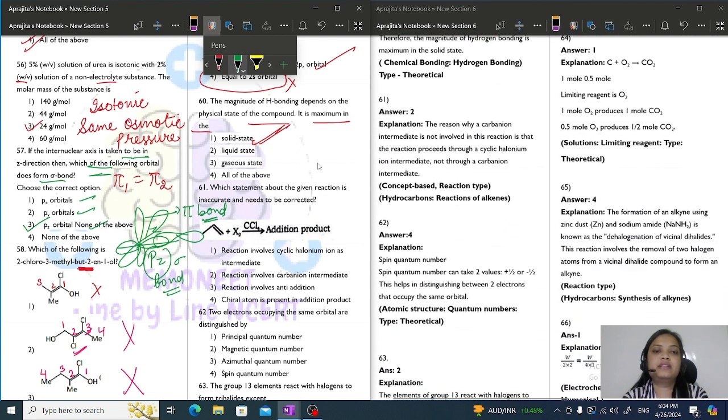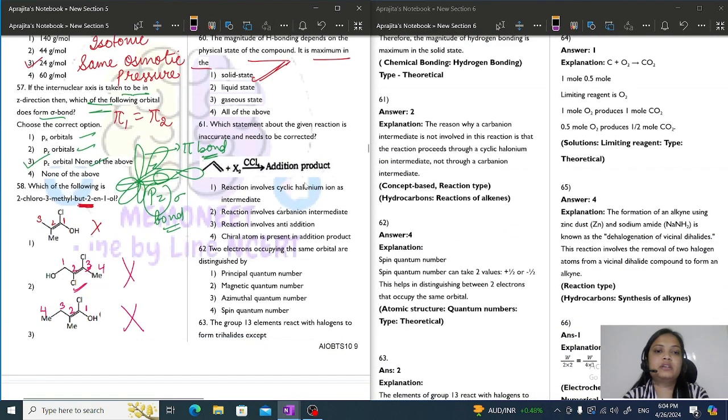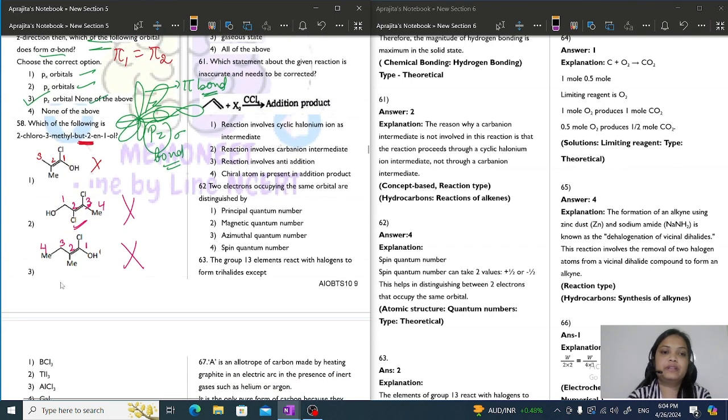Question number 61. Which statement about the given reaction is inaccurate and needs to be corrected? Okay, so in question number 61, we can see that there is propene. Let's draw it like this: CH3, CH, double bond CH2, and there is an addition of halogen in the presence of CCl4. So of course there would be an addition product formed. X2 will be added along the double bond.